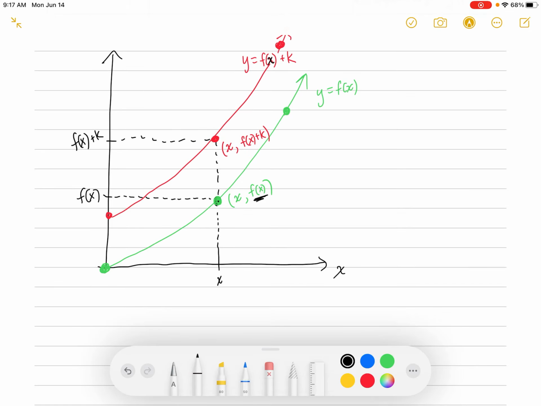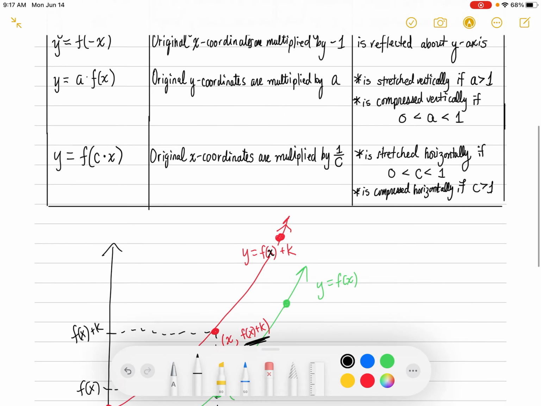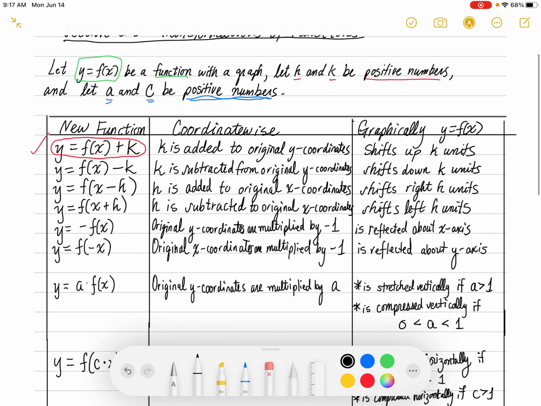So basically what we've done, we've added k to all the y coordinates. If you focus on the original y coordinate, f of x, basically k got added to that. So you have to add k to every single y coordinate. So everything shifts up k units. Now that's what I've actually written here in my description. So coordinate-wise, k is added to all the original y coordinates. And graphically, the parent function, y equals f of x, got shifted up k units.